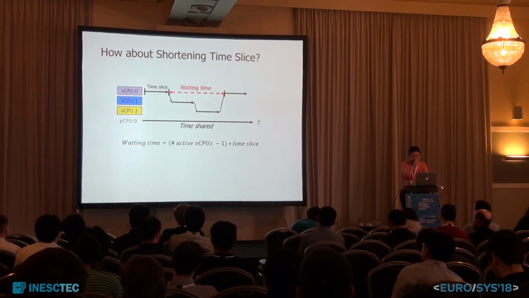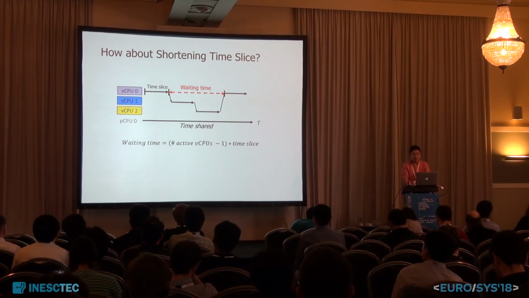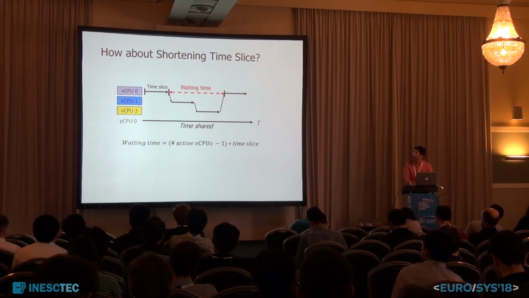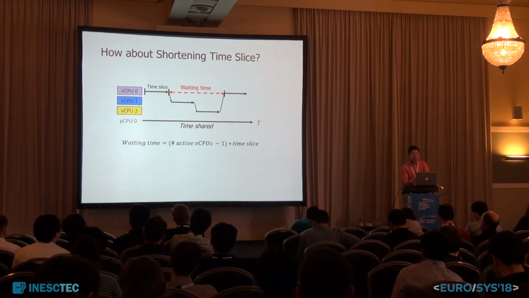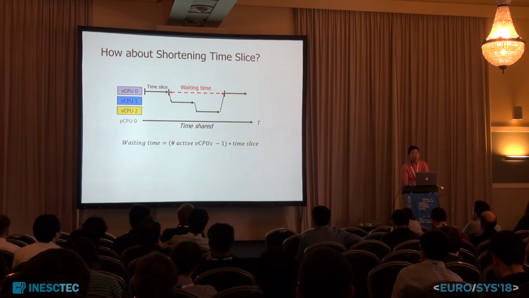Let me briefly review the basic concept of time-sharing systems to get a sense of the root cause of the degradation. This figure exemplifies a case where 3 virtual CPUs share a physical CPU in a given time. Unless we limit the number of virtual CPUs to the number of physical CPUs we have, there is no way to entirely eliminate the waiting time.